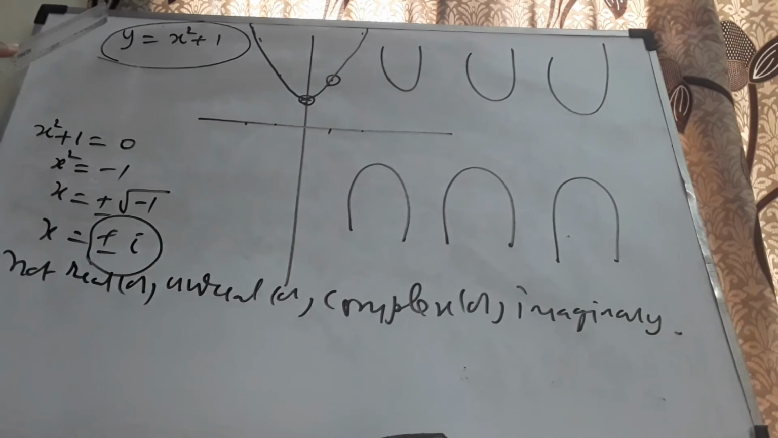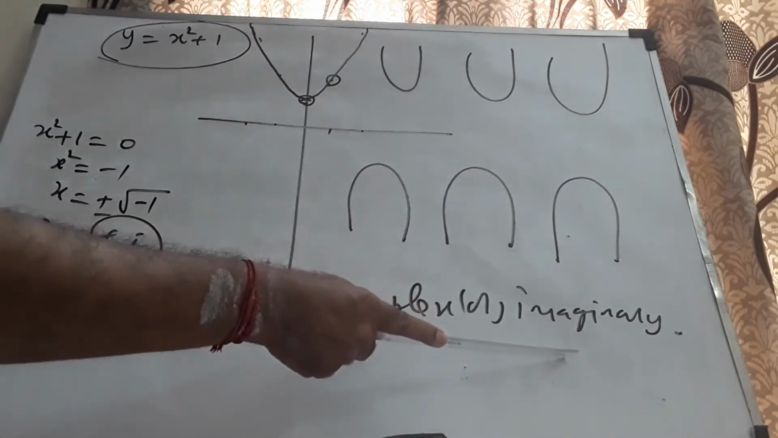I repeat, I have taken the quadratic polynomial x square plus 1. Equate it to 0, I will get x square equal to minus 1, x equal to plus or minus root minus 1. I call this i, which you are going to learn only in higher mathematics. Therefore, such zeros are called unreal zeros, or not real, or complex zeros, or imaginary zeros.